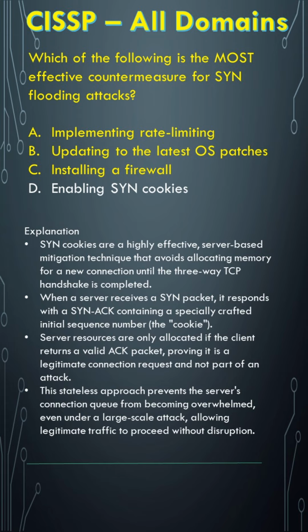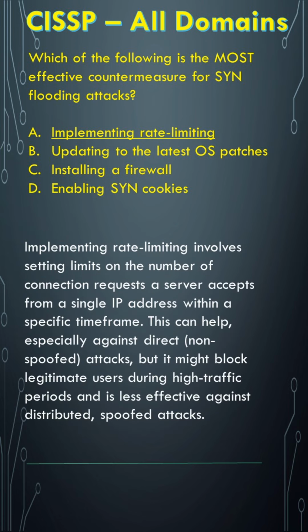This stateless approach prevents the server's connection queue from becoming overwhelmed, even under a large-scale attack, allowing legitimate traffic to proceed without disruption. Why other options are incorrect. Implementing rate limiting involves setting limits on the number of connection requests a server accepts from a single IP address within a specific time frame. This can help, especially against direct, non-spoofed attacks, but it might block legitimate users during high traffic periods, and is less effective against distributed, spoofed attacks.